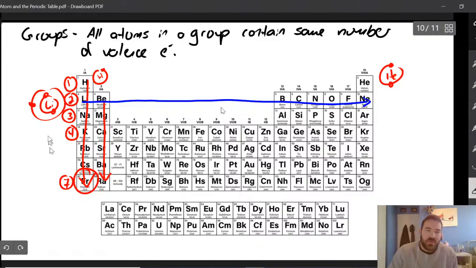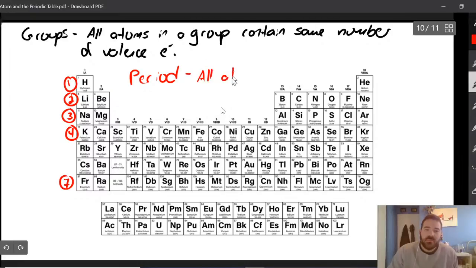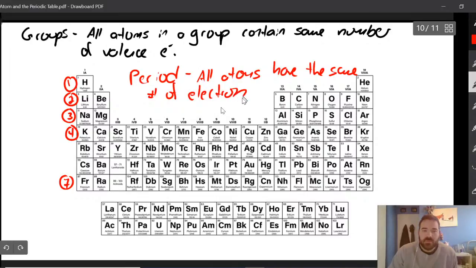Okay, so all groups contain the same number of valence electrons. All atoms within a group contain the same number of valence electrons. All atoms within a period have the same number of electron orbits.